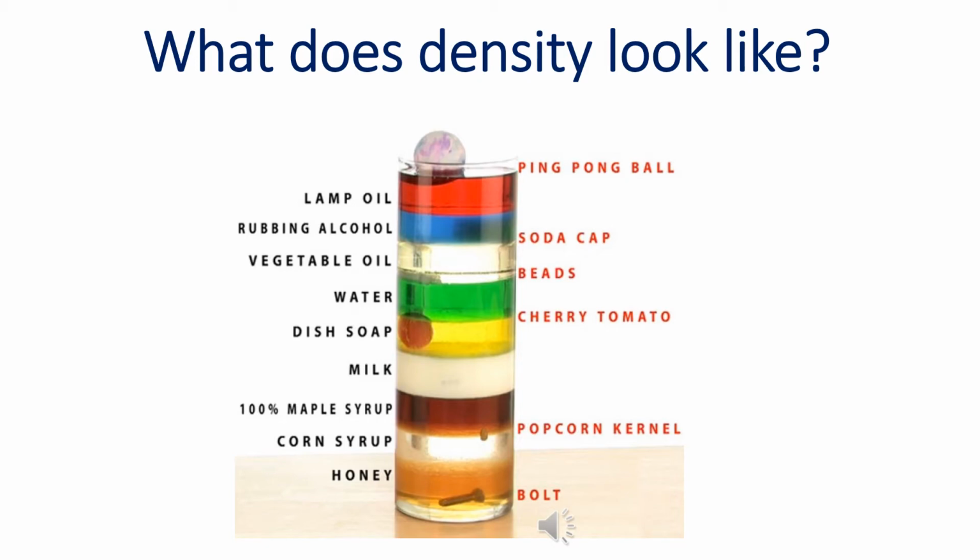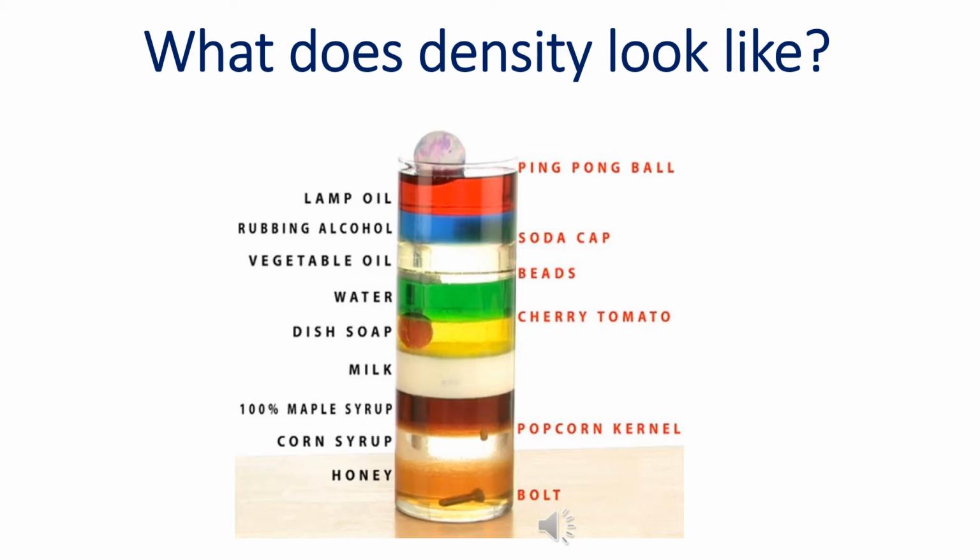Here we have a density column. You can actually make one of these at home if you get your parents' permission. It can be done with things that you already have in your cupboard. So if you look at the jar, each of these liquids have different number of molecules squashed into the same volume of liquid. So this makes them have different densities.